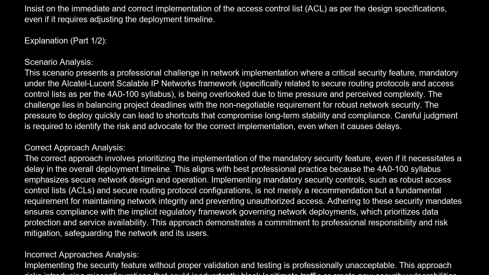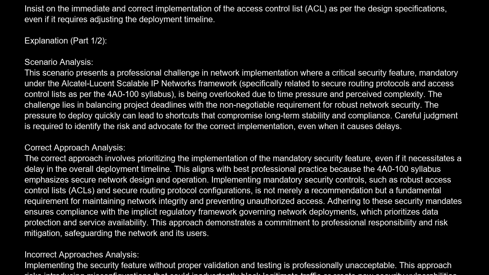This aligns with best professional practice because the 4A0-100 syllabus emphasizes secure network design and operation. Implementing mandatory security controls, such as robust access control lists, ACL, and secure routing protocol configurations, is not merely a recommendation but a fundamental requirement for maintaining network integrity and preventing unauthorized access. Adhering to these security mandates ensures compliance with the implicit regulatory framework governing network deployments, which prioritizes data protection and service availability. This approach demonstrates a commitment to professional responsibility and risk mitigation, safeguarding the network and its users.